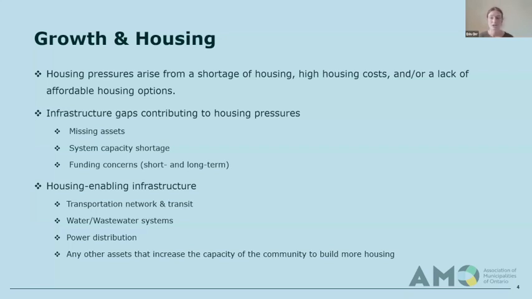Housing enabling infrastructure can also refer to the capacity of your water distribution systems and the treatment plants as well. It could refer to distribution of electricity, and frankly, it can refer to any other asset that increases the capacity of the community to build more housing and supports a growing population. This means that it could even include things like expanding your community centers or expanding access to public parks and trails.